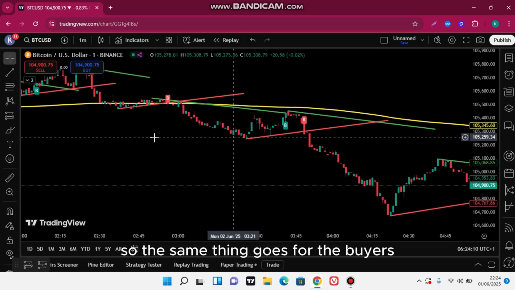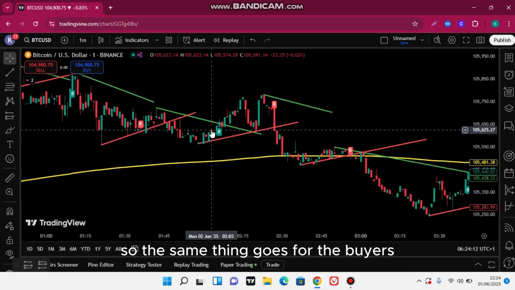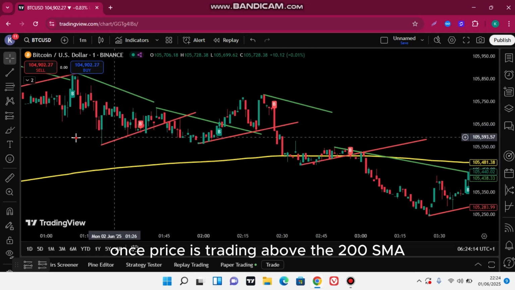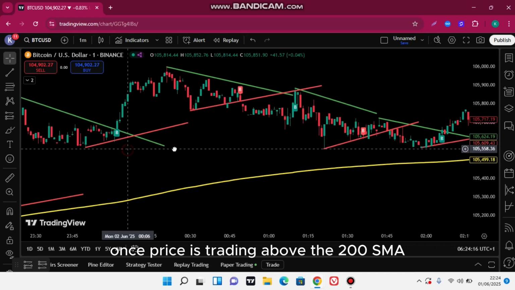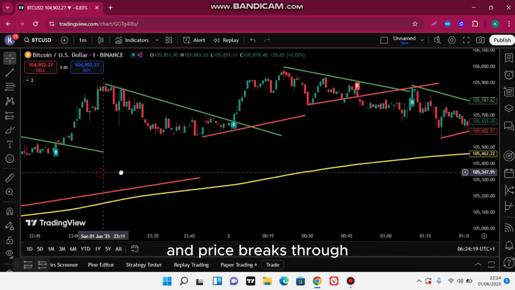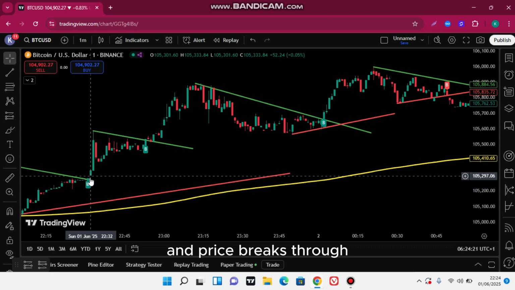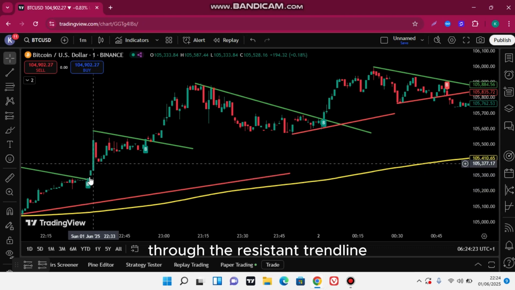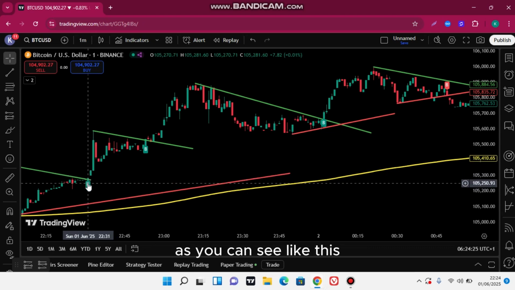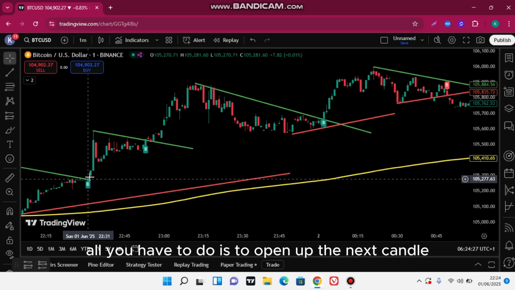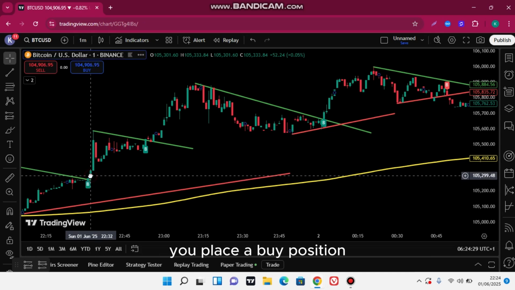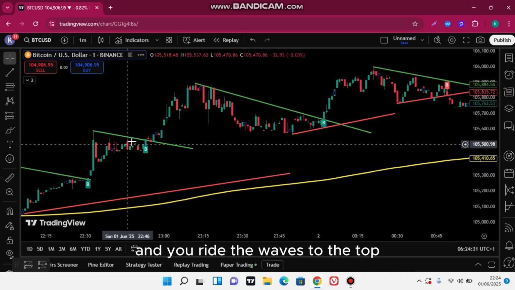So the same thing goes for the buyers. Once price is trading above the 200 SMA and price breaks through the resistance trend line, as you can see like this, all you have to do is, at the opening of the next candle, place a buy position and ride the waves to the top.